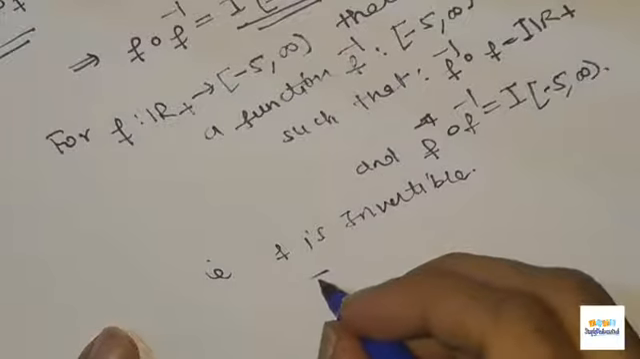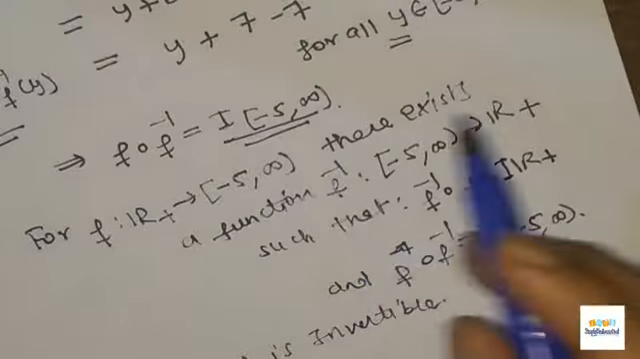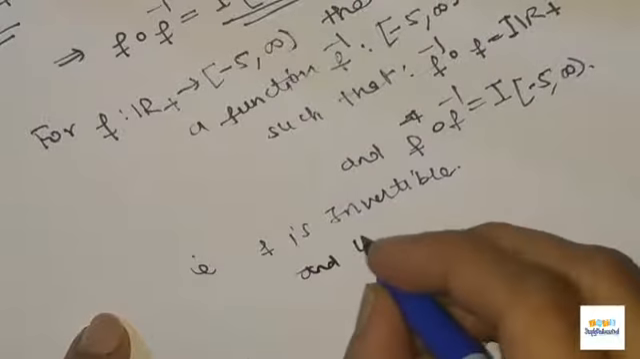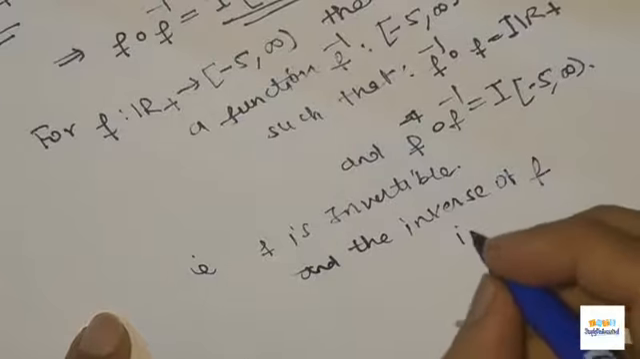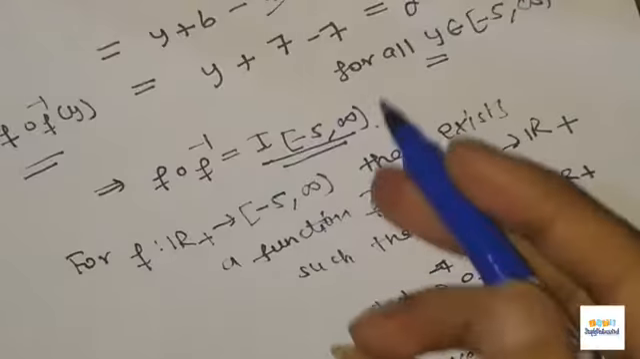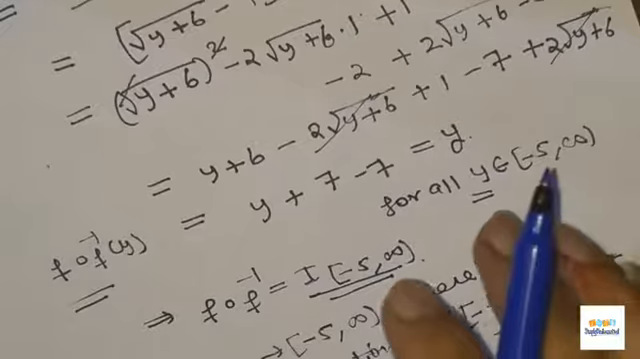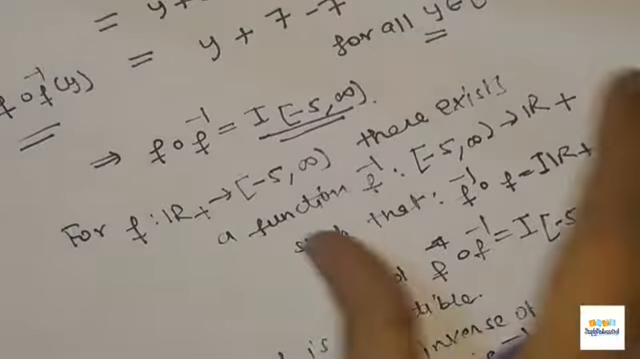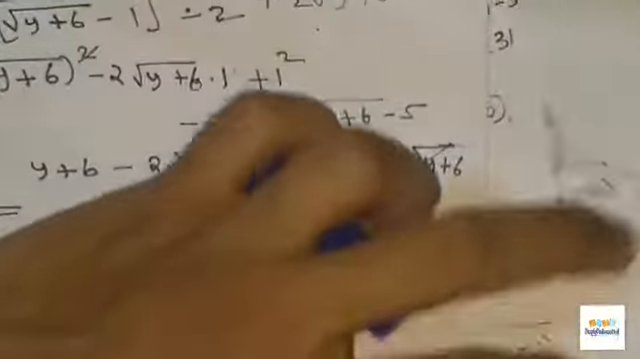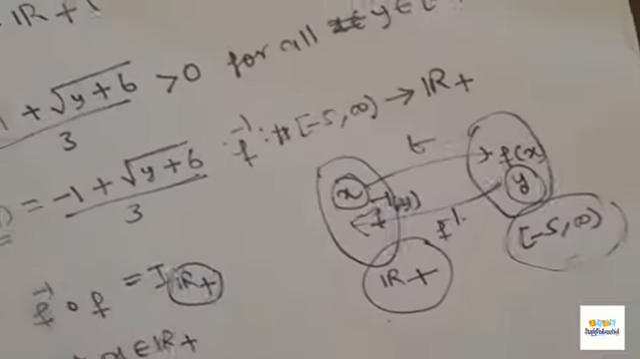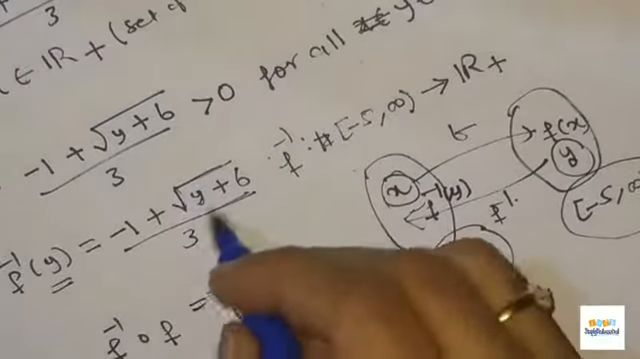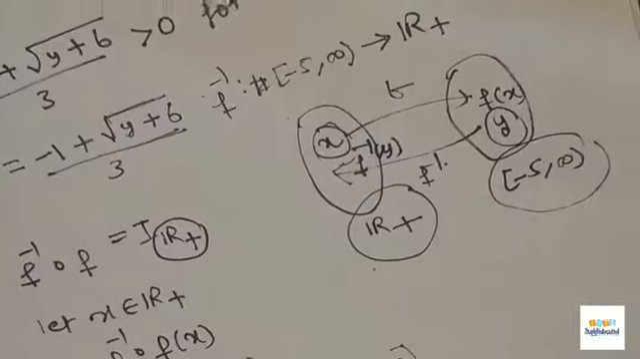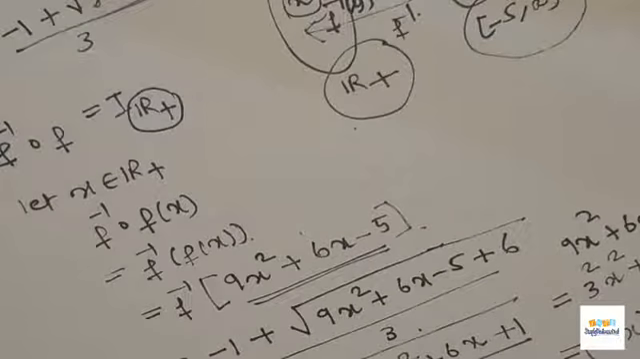Now what is the inverse of f? The inverse of f is nothing but f inverse, that we have defined here. f inverse of y is equal to, we have defined it, so this is your f inverse: minus 1 plus root of y plus 6 divided by 3, that is your f inverse. So that was the problem number 9.